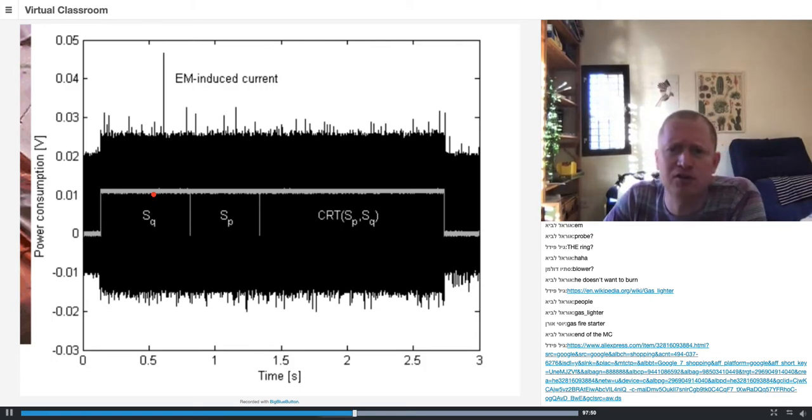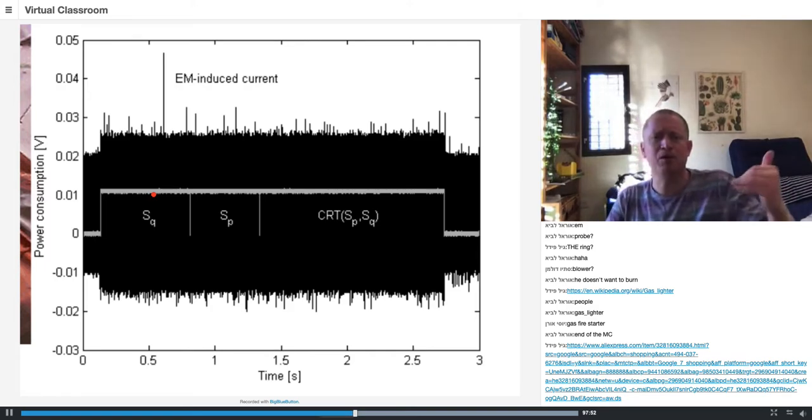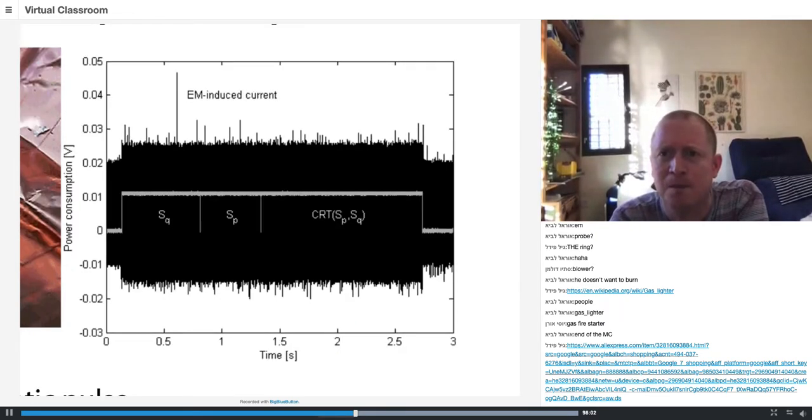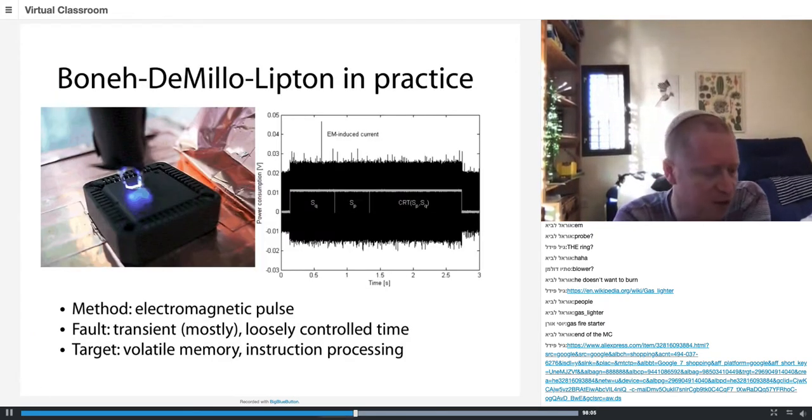There is also some evaluation in the paper: what is the distance between the probe and the chip, and so on. Very fun paper. You can read it and you can be inspired. So this is Boneh, DeMillo, Lipton in practice.